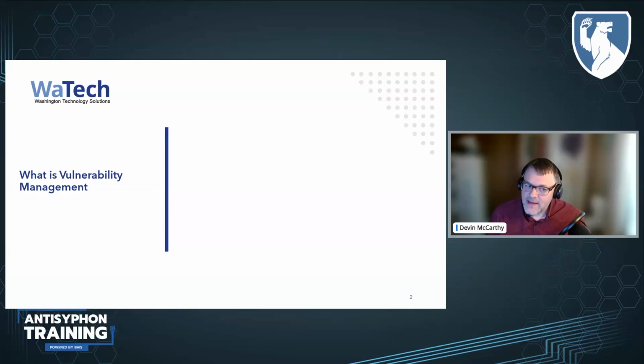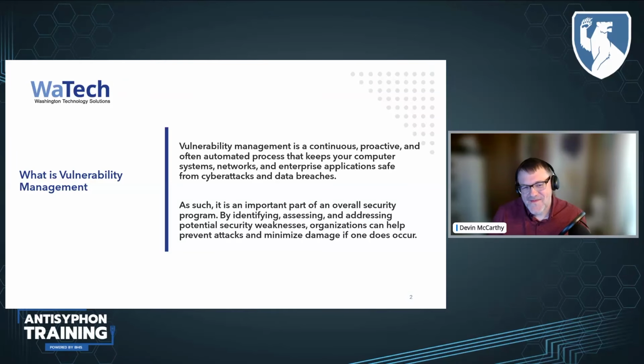Just to level set, I wanted to give a definition of vulnerability management. It's a little wordy, so sorry for that. But the definition I liked was: vulnerability management is a continuous, proactive, and often automated process that keeps your computers, networks, and enterprise applications safe from cyber attacks and data breaches. And it's an important part of an overall security program.